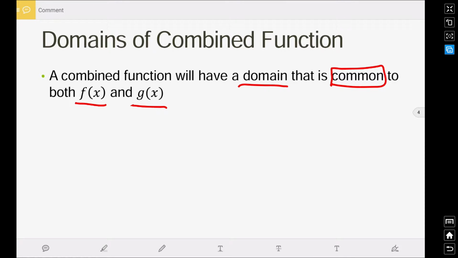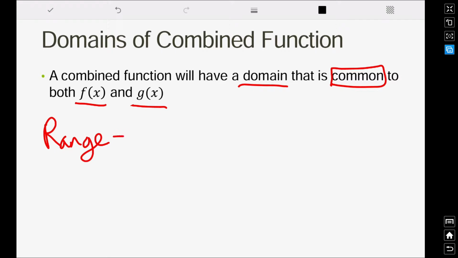Range is actually a little bit more difficult to find. Your textbook puts it simply: just use the graph.